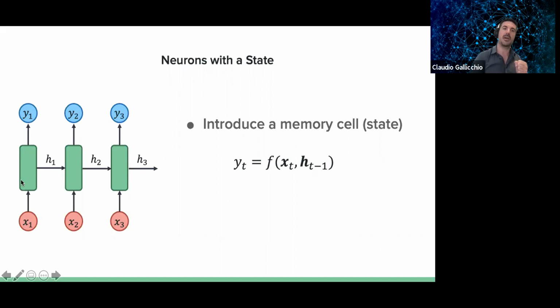history. Okay, so we are introducing a new concept, the state of the system. So in practice, we now say that our output is a function at every time step t of the current input and of the prior history that is encoded inside a state indicated by the letter H. And here I am using the index to denote time.